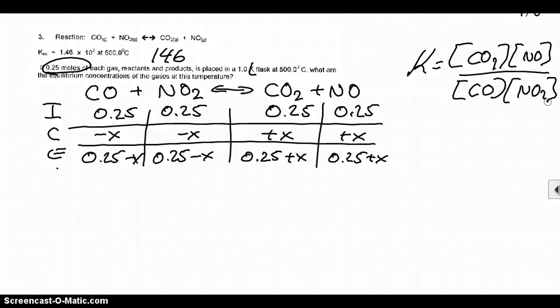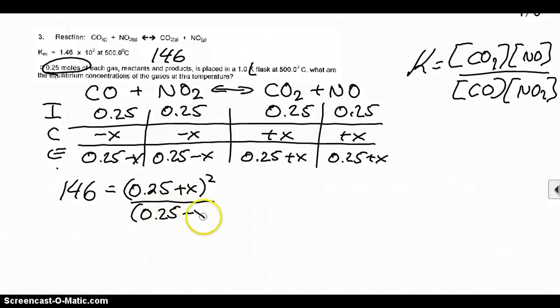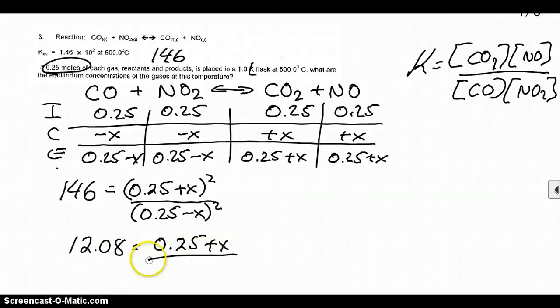And so as we enter these values into our equilibrium expression, 146 for K, for the products, we're going to just put 0.25 plus X. We're going to square it because it's the same thing being multiplied by itself. 0.25 minus X squared for your reactants. When you square root both sides, you have 12.08 is equal to 0.25 plus X over 0.25 minus X. Again, we are just square rooting both sides of the equation.